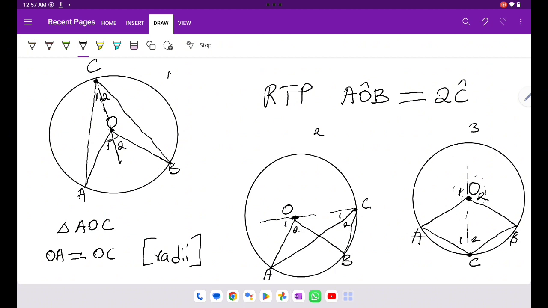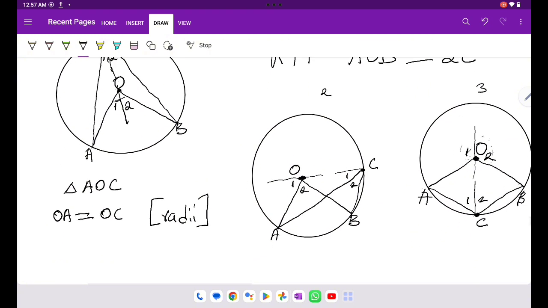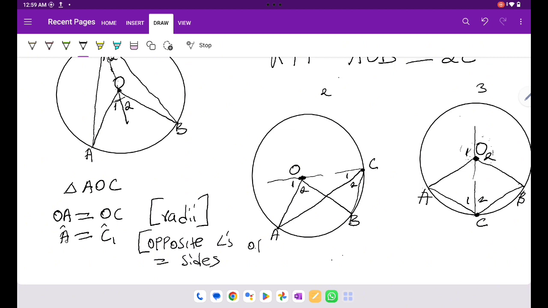So if AOC is an isosceles triangle, it means that C1 and angle A are equal. So we therefore conclude that angle A equals angle C1. Angle A equals angle C1 because they are the opposite angles of equal sides.